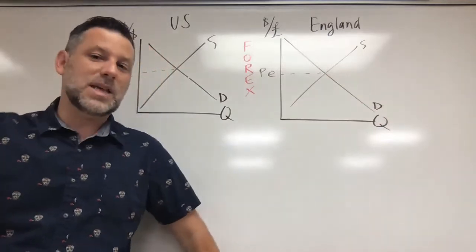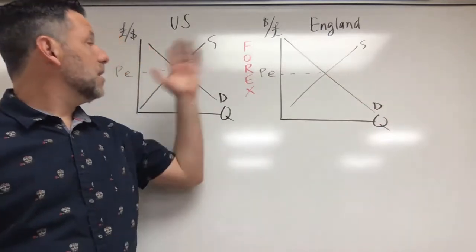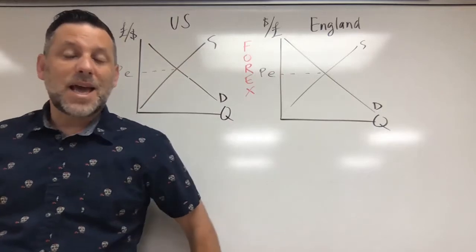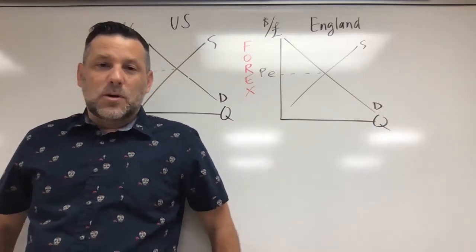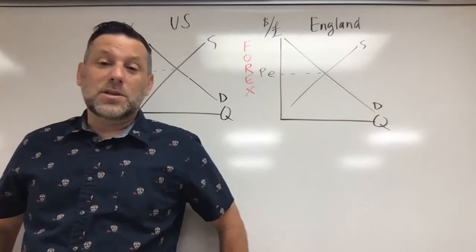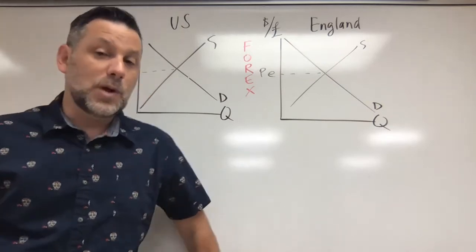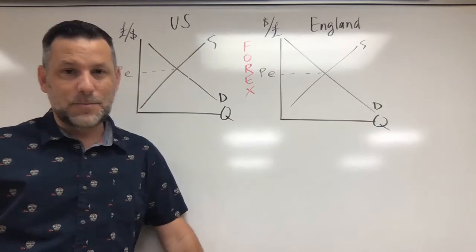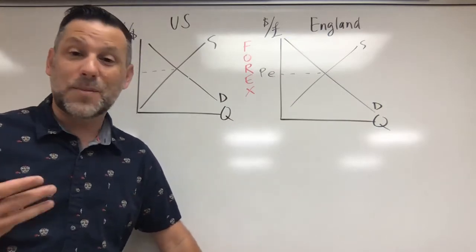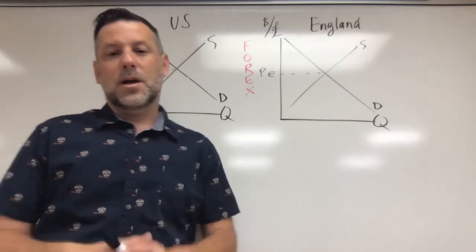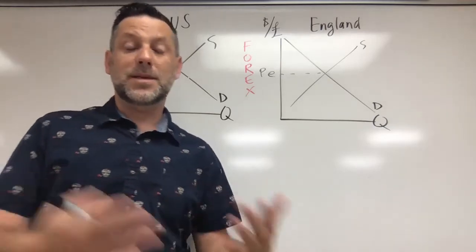So let's look at an example. Let's say we've got US, England here. Let's say that the Olympics are happening in the United States. And so lots of people from England want to come to the United States to root on their athletes in the Olympics, and people see the United States on TV and they want to come here on vacations. And so a lot more tourists want to come from England to the United States.